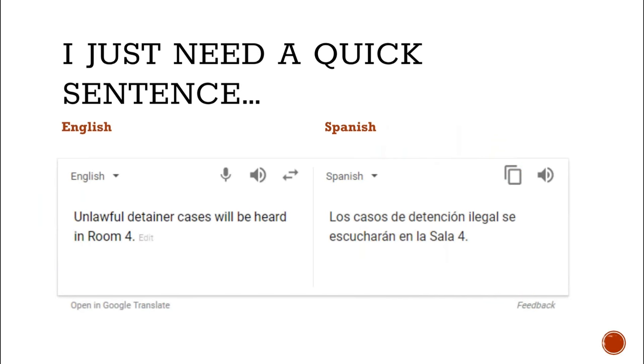So here's another example. I just need a quick sentence. And this quick sentence says, "Unlawful detainer cases will be heard in room 4." Seems simple enough, but you can see what happened here in Spanish. That became "los casos de detención ilegal se escucharán en la sala 4."